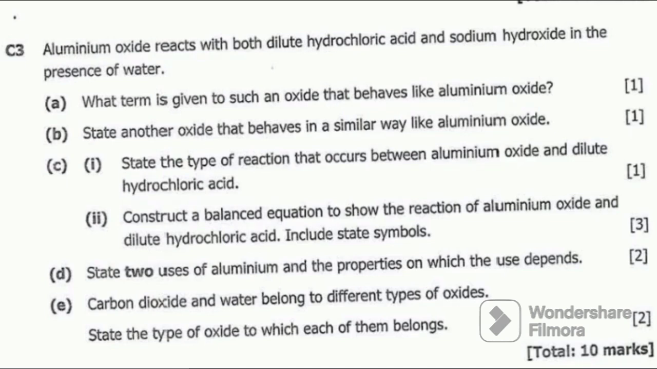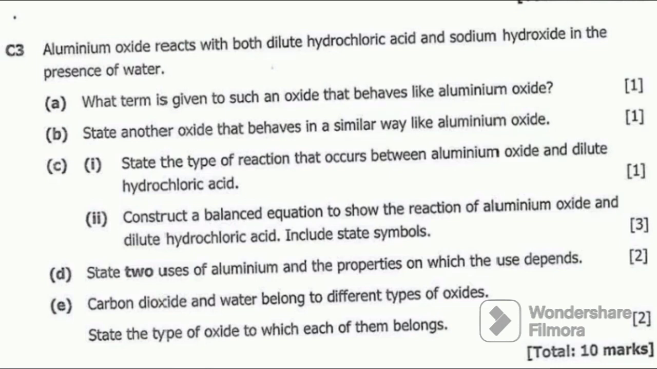Again, aluminium is used in making kitchen utensils because it is a good conductor of heat. So you can add those answers here.